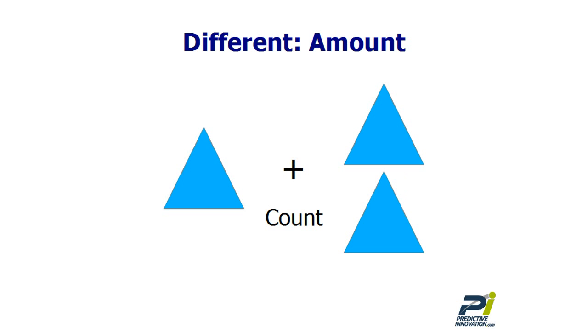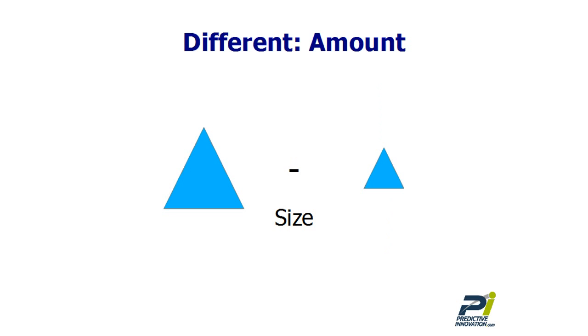The triangle on the left is the same shape, color, and size as the triangles on the right. The number of items or count is different. There are more triangles on the right. The number of items or count is an amount. The shape, color, and count is the same for these triangles, but the size is different. The size is less. Size is an amount.